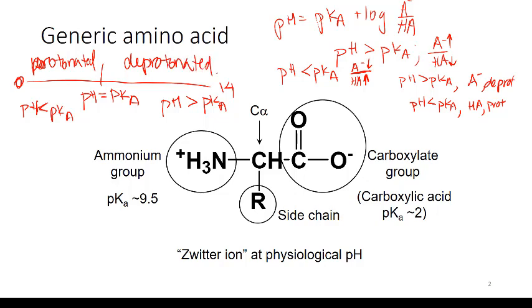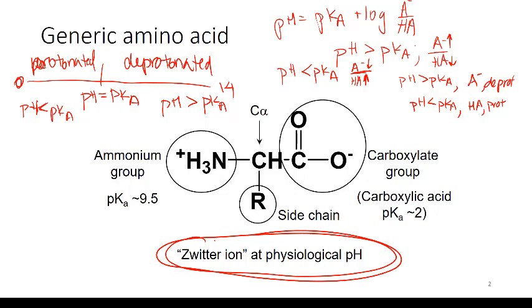Now you may be wondering why I say the protonated and the deprotonated form, or the acid form and the conjugate base form, instead of talking about signs, plus or minus. That's because depending on the nature of the amino acid, the sign of the protonated and the deprotonated form will change.